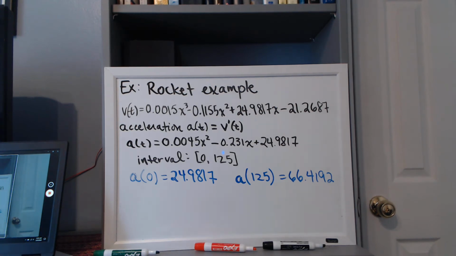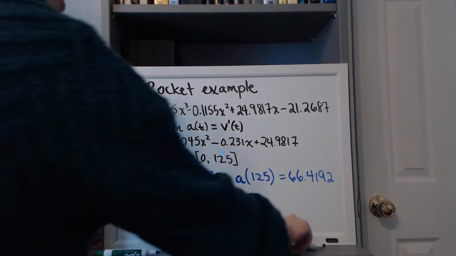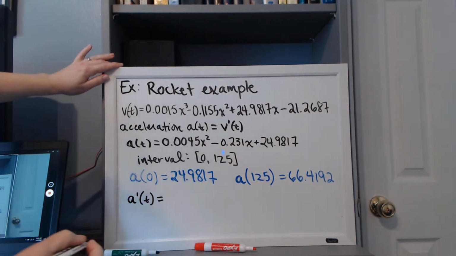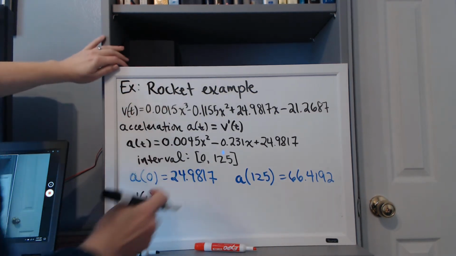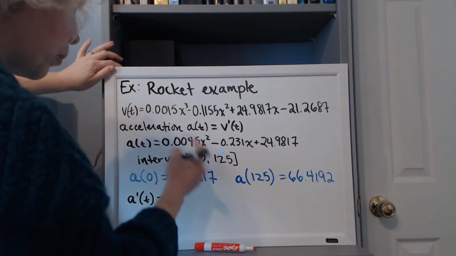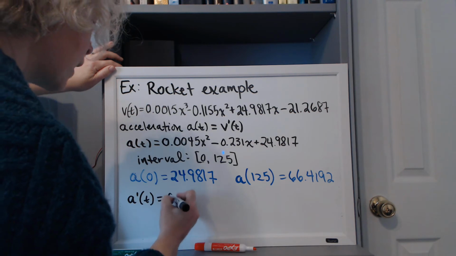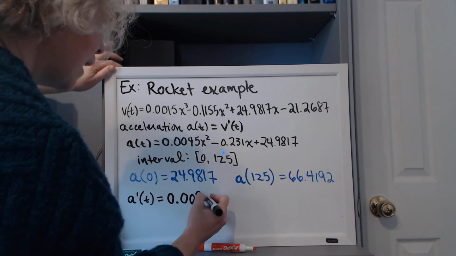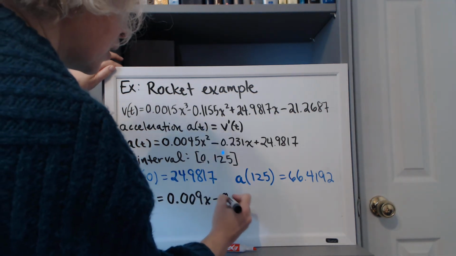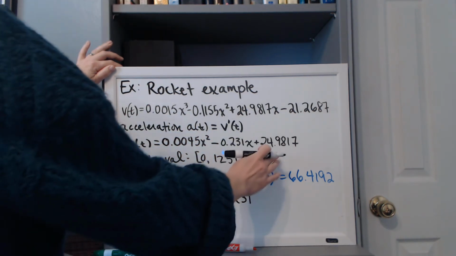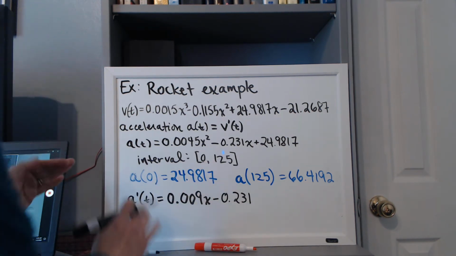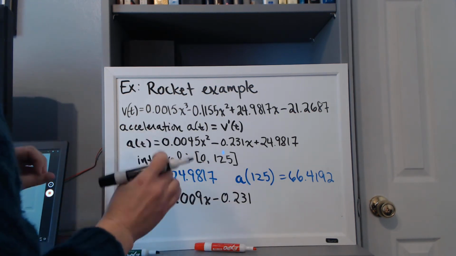The next thing we need is the derivative of our acceleration function, which incidentally is called jerk, because if you have a sudden change in acceleration, you get a jerk. All right, so now we take the derivative. For 0.0045 x squared, we multiply 0.0045 by 2 and get 0.009 x. The derivative of the 0.231x term gives us 0.231, and the derivative of 24.9817 is 0. So this is what we have, a nice simple function to work with. It's a polynomial, so we don't have to worry about the derivative not existing.